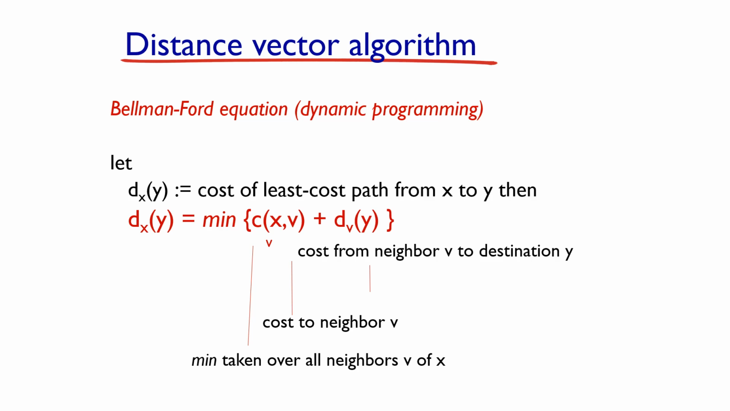So the cost from neighbor v to the destination is added to the cost to the neighbor. The minimum over all these neighbors is computed, and that will be updated in the table as d of x comma y, where d of x comma y represents the distance to reach node y from x.